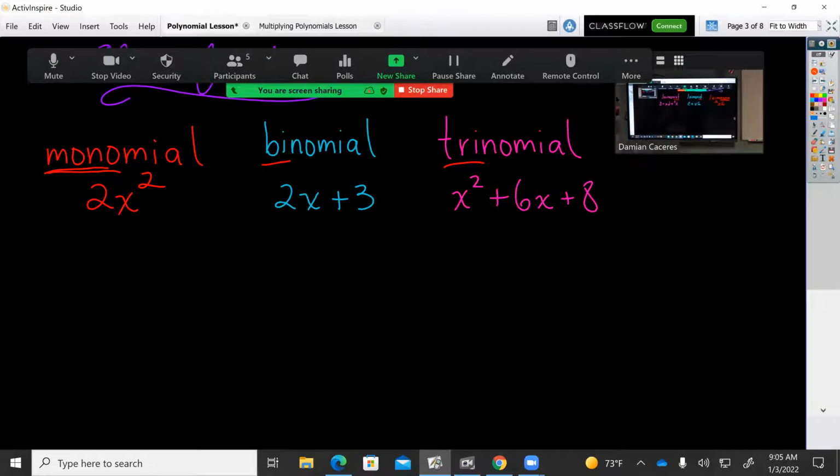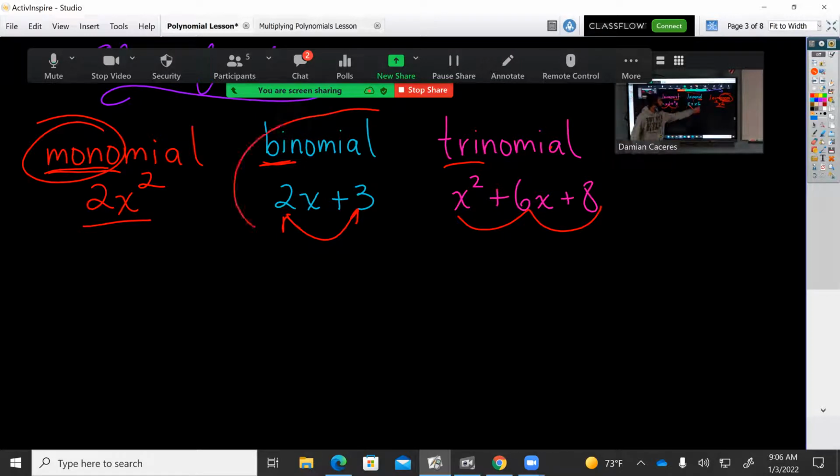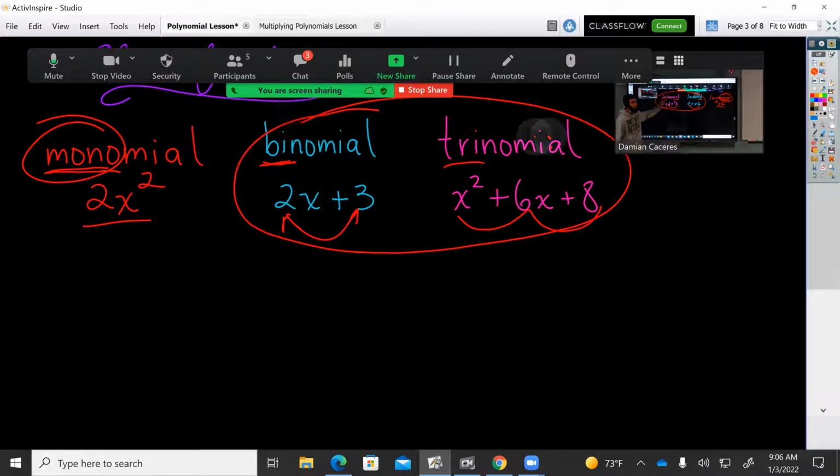So what do you think mono means? Looking at the example. 1 term. So mono means 1. So when you see 1 term, we call it a monomial. 2 terms, we call binomial. And 3 terms, we call trinomial. Anything above 3, we can just straight up call it a polynomial, even though both of these are also polynomials, but there's no special name for anything past a 3-term expression.